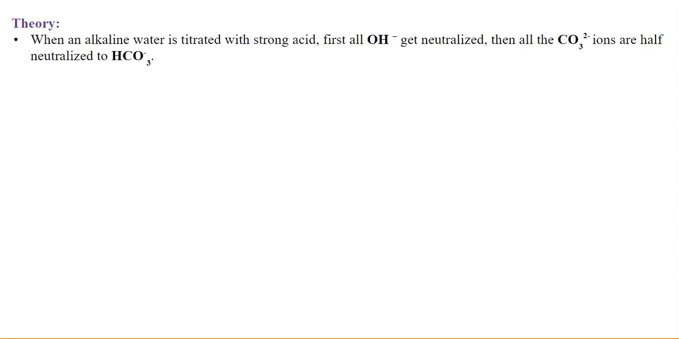So first, what is going to happen when we titrate a water sample with an acid? A neutralization reaction is going to take place because water is alkaline. We are reacting it with acid, and we know when acid reacts with base, we get salt plus water. That reaction is called a neutralization reaction. So in this titration also, neutralization is going to take place because we are going to add strong acid from a burette into a water sample.